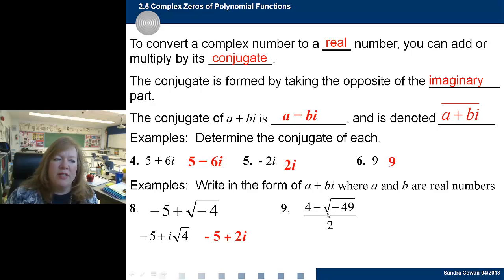This one right here, same kind of thing. I'd pop the negative out in front of the radical. So it'd be 4 minus 7i, and I could break it apart. I can either write it like this as one fraction, or I can break it apart, 4 over 2 minus 7 over 2i, and write it out like that.